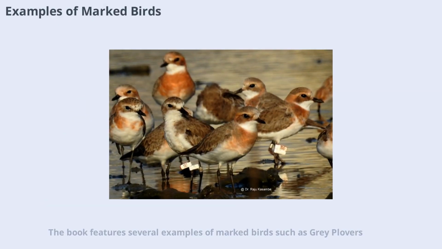The book features several examples of marked birds, such as gray plovers, redshanks, bar-headed geese, and flamingos. These birds are tagged with rings, flags, or collars, each carrying unique codes for identification. Resightings of these birds provide valuable information about their migration routes, stopover sites, and population trends. Every sighting adds a piece to the puzzle of bird migration in India.